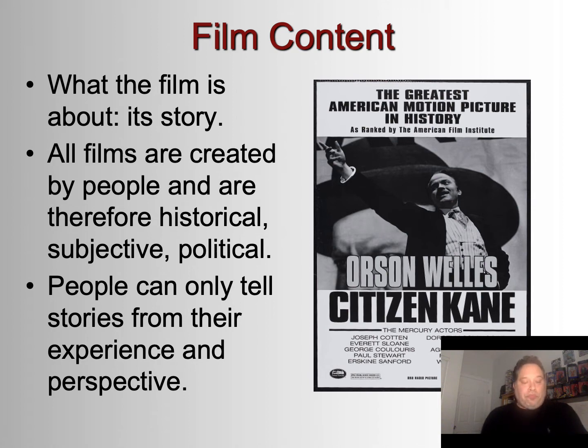And it's important to recognize that films are not created in a vacuum. They're created by people, and therefore reflect all of our biases, right? They're historical. That means that they exist in a historical moment. They're subjective. They're from one point of view, and they're political because we are political. We all have political values, whether we think we do or not.